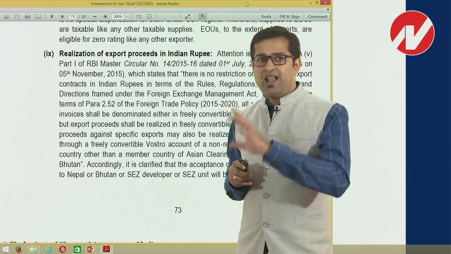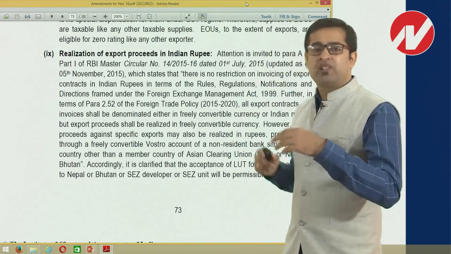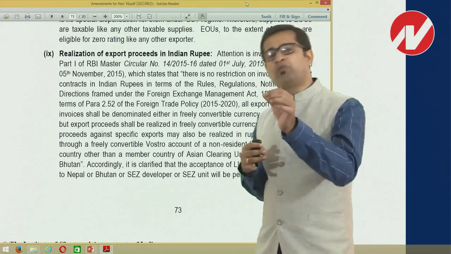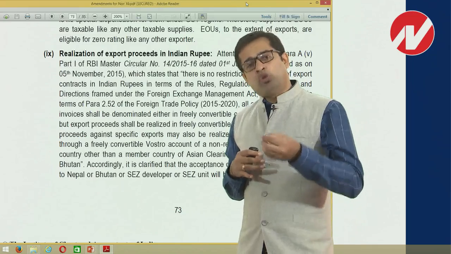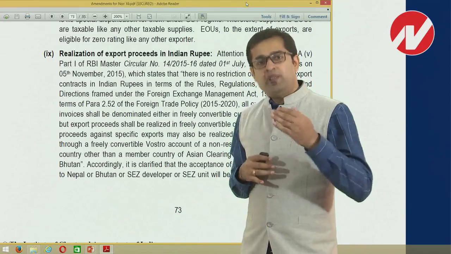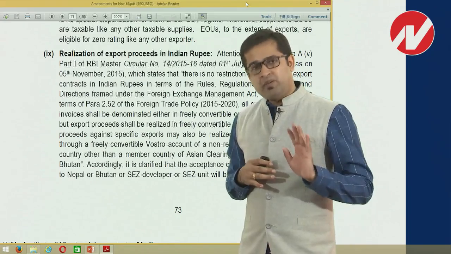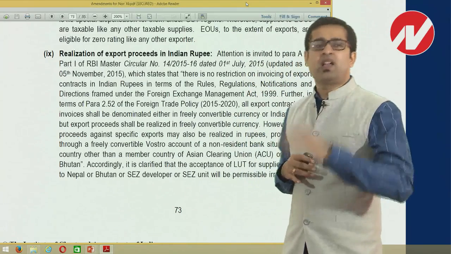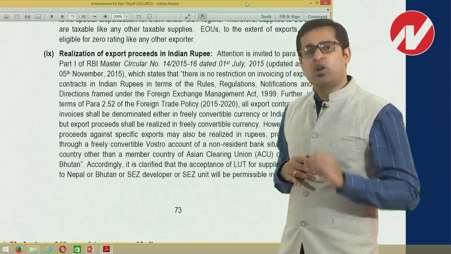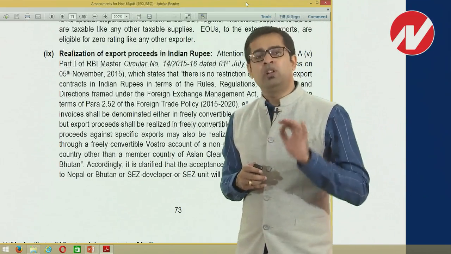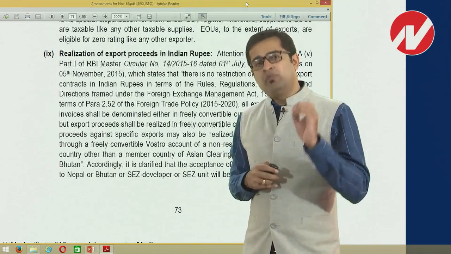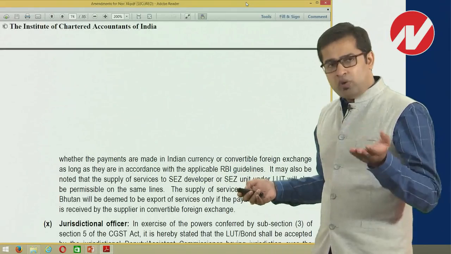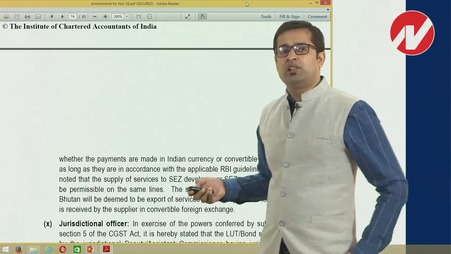Other than, as I said, SEZ transactions, and in some cases, as I said, कि अगर गवर्नमेंट परमिट करे, RBI परमिट करे, जैसे कि नेपाल और भूटान में अगर आप ट्रांजेक्शन करो तो उसमें RBI परमिट कर रहा है, तो नेपाल भूटान के ट्रांजेक्शन में इंडियन करेंसी में पेमेंट आएगा, SEZ के ट्रांजेक्शन में इंडियन करेंसी में पेमेंट आएगा. इसके अलावा और कोई भी जीरो रेटेड ट्रांजेक्शन होगा तो उसमें फॉरेन करेंसी में ही पेमेंट आना चाहिए, whenever goods have been removed under LUT or bond. So that is one of the point. One more is with regard to jurisdictional officer.